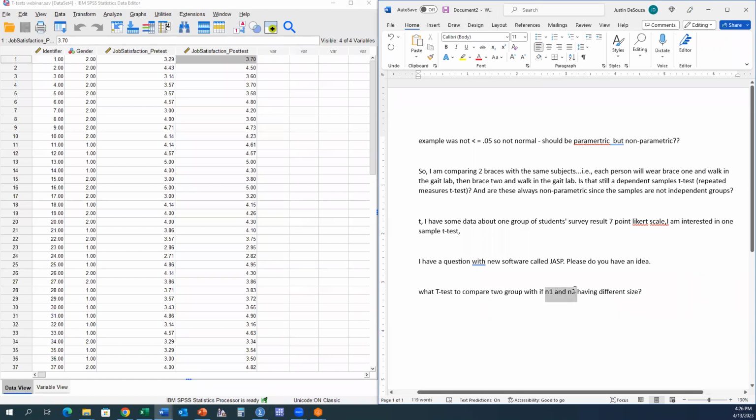But if there's a large difference between N1 and N2, you probably have to interpret with caution. I don't typically run a different test. I'm not familiar if there is one, but I would just run an independent t-test, and if the sample sizes vary quite a bit, just interpret with caution.